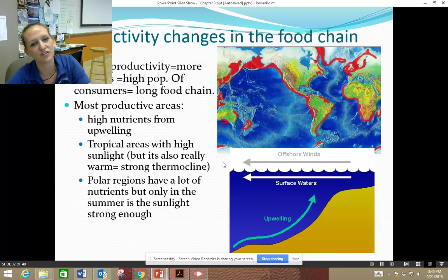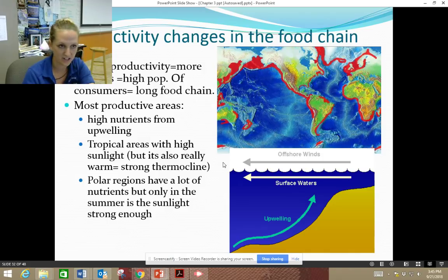Productivity changes in the food web. So the higher productivity, the more primary production you have, photosynthesis, the more biomass you're going to have, or living tissue, the higher the population of consumers, the longer the food chain. If you are producing more, the consumers or the feeders will come. Your most productive areas are going to be high nutrients from upwelling. Okay, and I'll talk about upwelling.